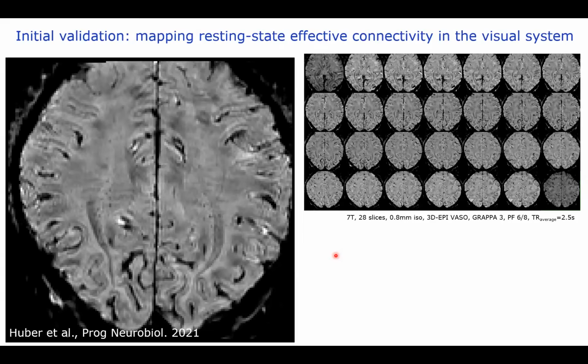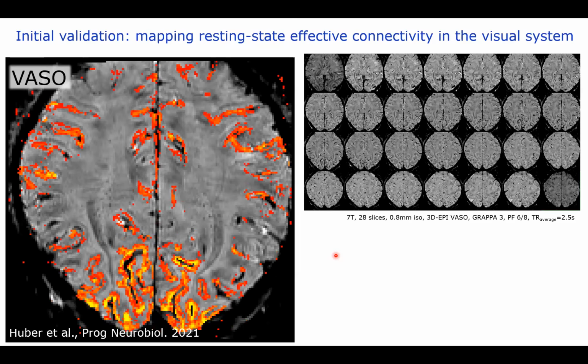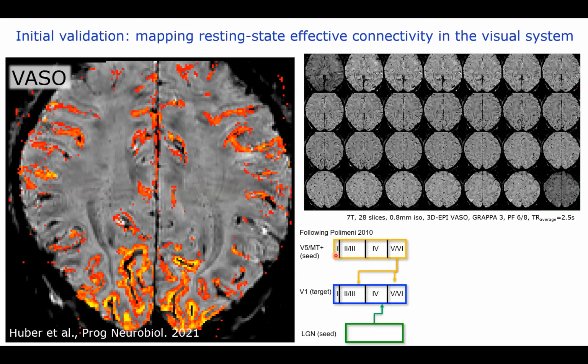So this is the first of those studies showing this initial validation from Renzo, where they are trying to infer these effective connections in the visual system. We know that in the visual system, primary visual cortex V1 receives feed-forward input from the LGN in the thalamus, and higher visual areas send feedback inputs into V1. Then we can use laminar fMRI to test whether we can see these effective connections.